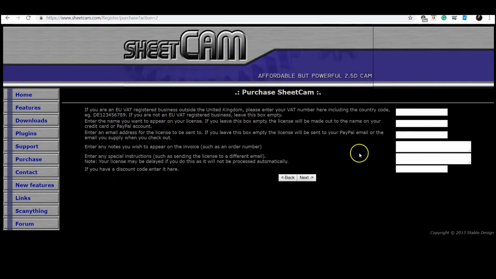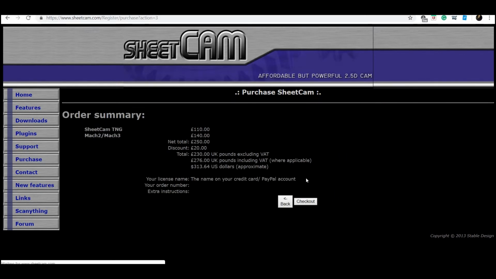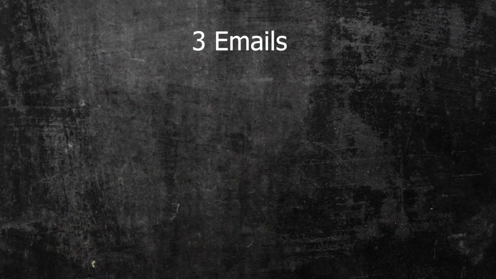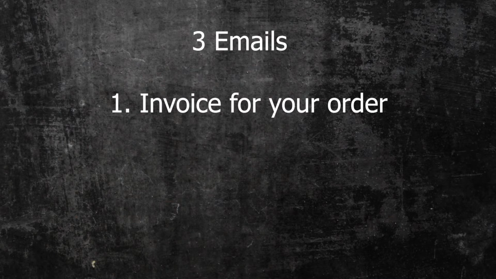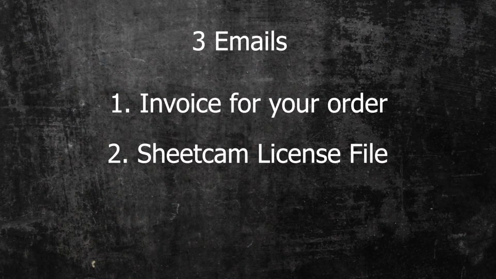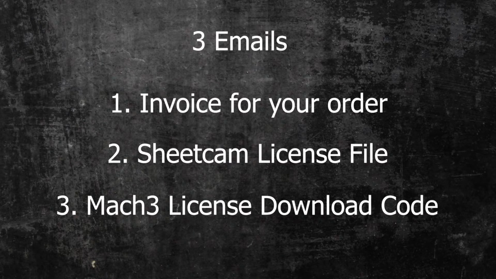Once you have all this filled out, you'll hit next, and then you'll be brought to your order summary, in which case you'll do your checkout, and that'll go directly over to a PayPal service that will allow you to purchase the software, in this case, just the licenses. Once this is done, you'll receive 3 emails. The first email is going to be just an invoice. The second email is going to include your Sheetcam license, and the third email is going to include your Mach3 discount code. And this discount code is really just a code for a complete download of the license file.